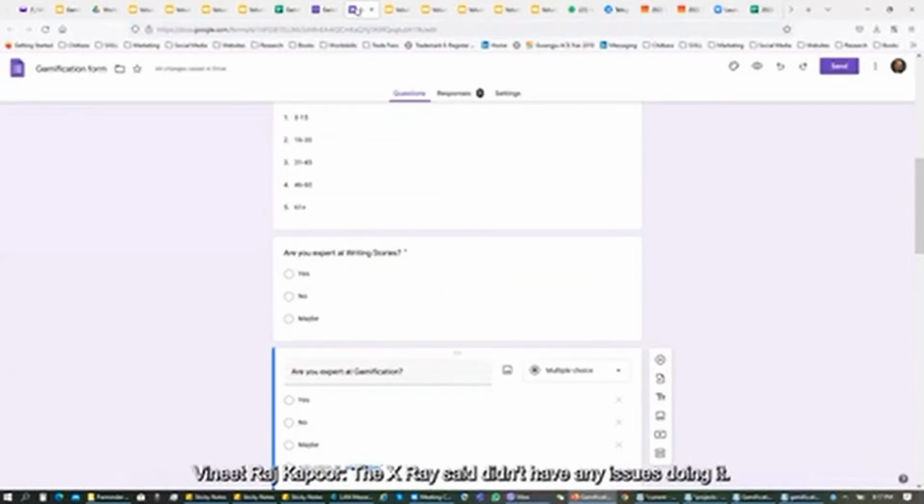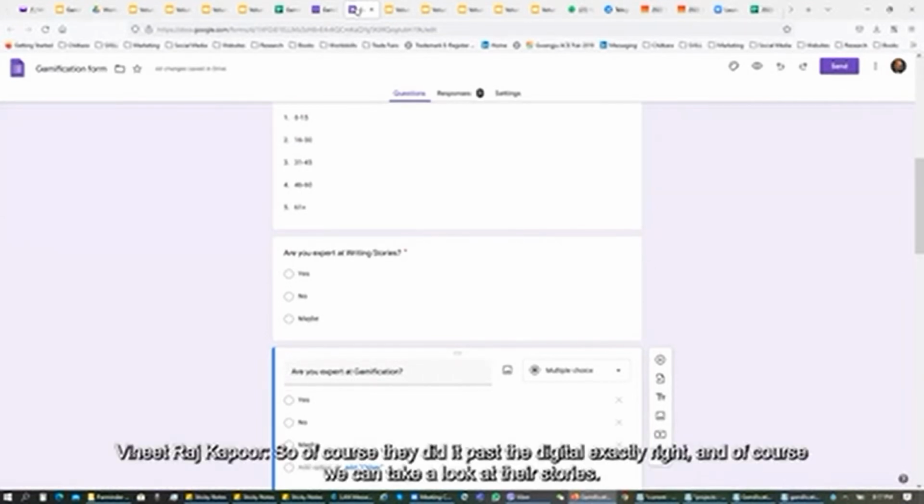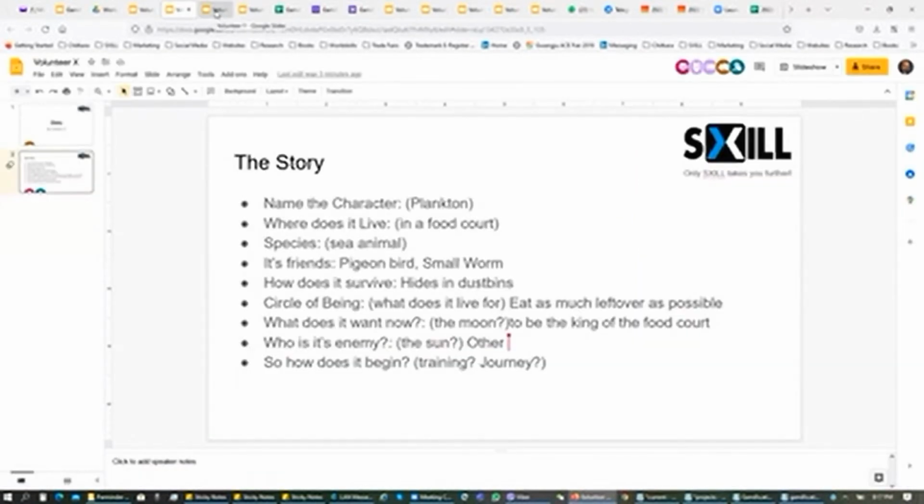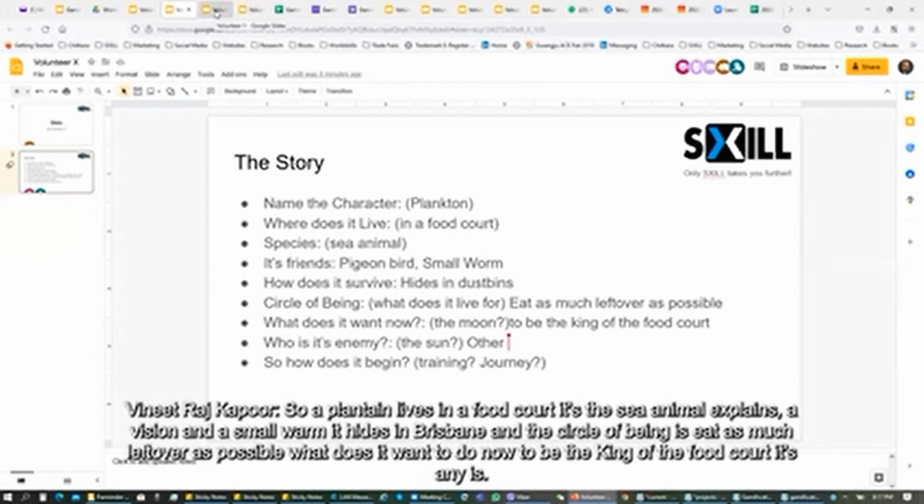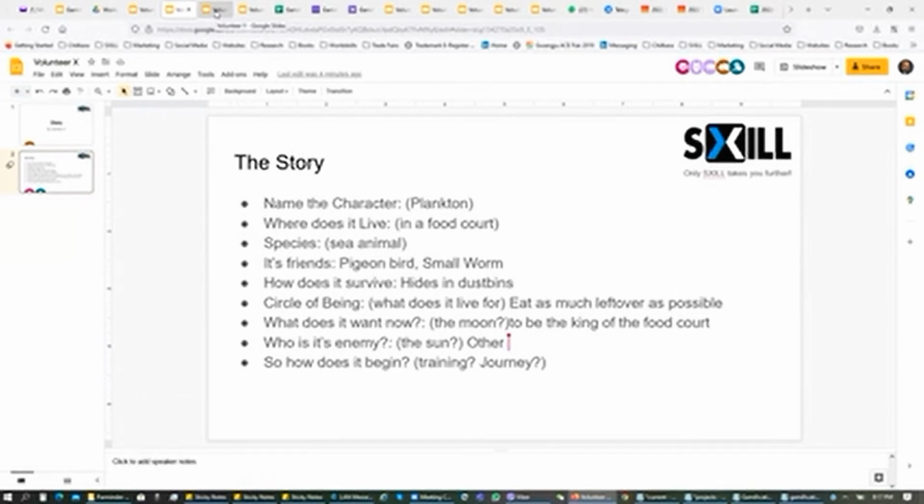See, XYZ didn't have any issues doing it. They were responsible for their own stories. So, of course, they did it fast, they did it perfectly right. And of course, we can take a look at their stories. So, a plankton lives in a food court. It's a sea animal. Its friends are pigeon and a small worm. It hides in dustbin. And the circle of being is eat as much leftovers as possible. What does it want to do now? To be the king of the food court. Its enemy is other. Oh, X is not finished.